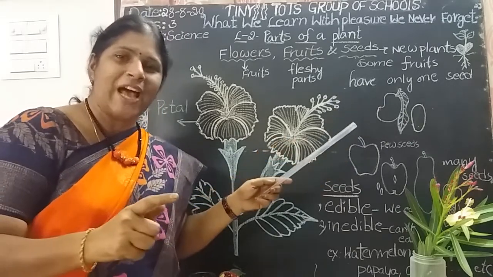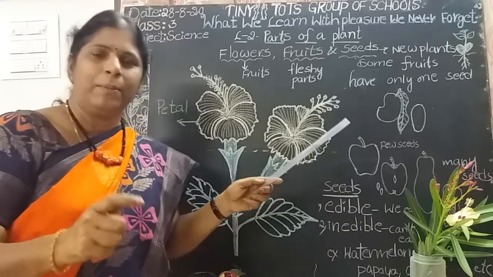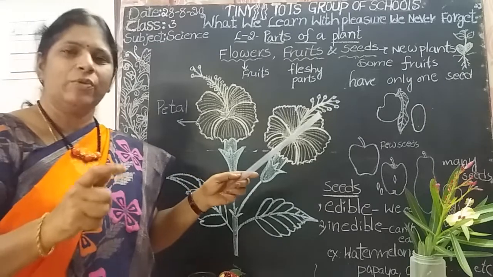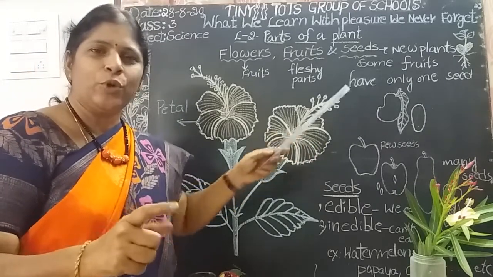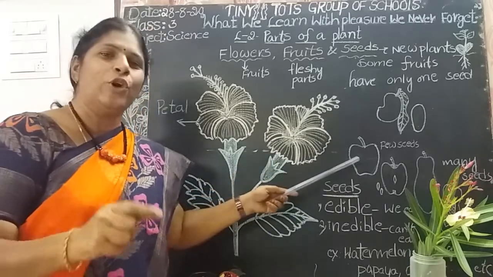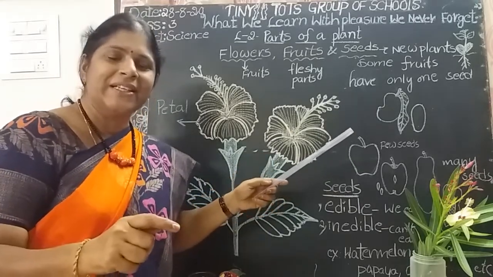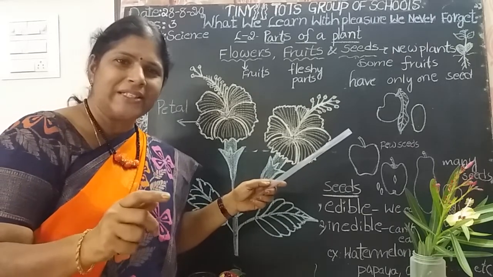Okay, which fruits have one seed, children? Can you tell? Do you know? Apricot, plum, okay, peach, okay, and mango. These fruits have only one seed. Okay, which fruits have only 4 or 5 seeds? Do you know?